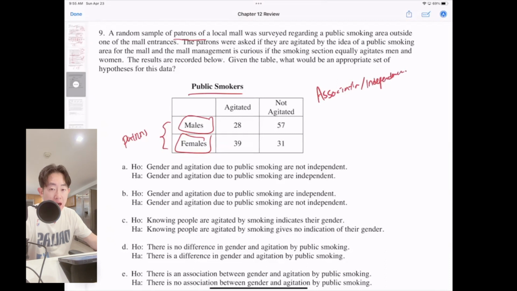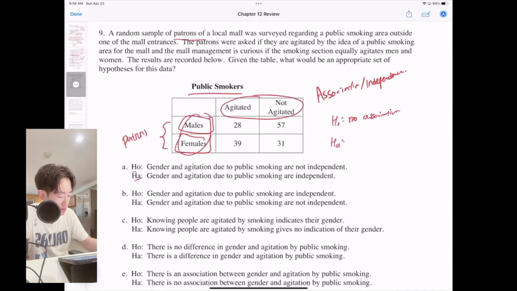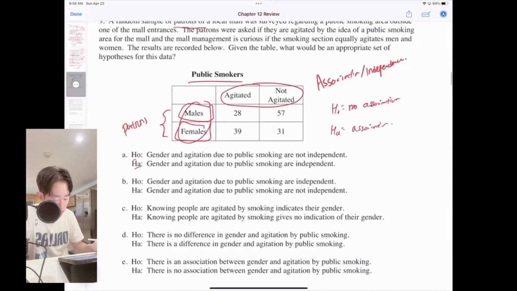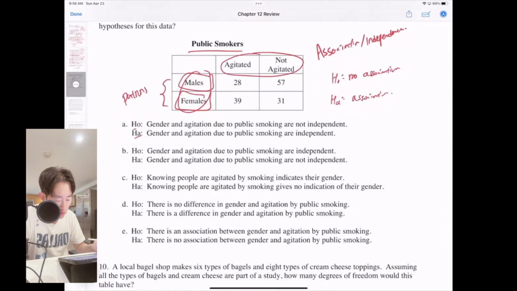And so if you're going back to figure out what the null and the alternative for these are, the null is that there is no association between the two categorical variables stated, gender versus whether they're agitated or not by public smokers, and the alternative is that there is going to be an association. So that is what we're looking for. So here, when you take a look at the answer choices, gender and agitation due to public smoking are not independent.